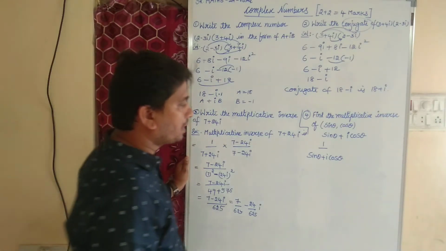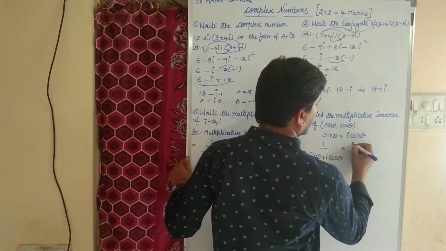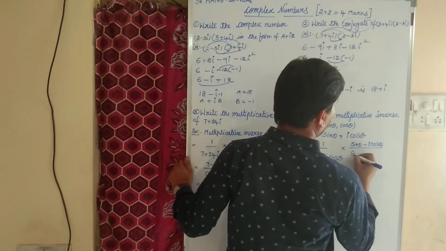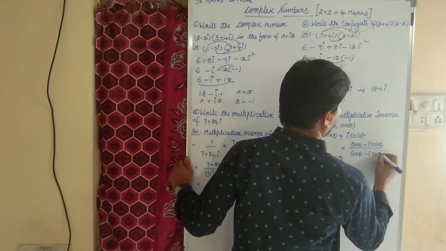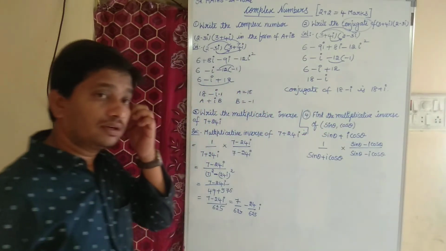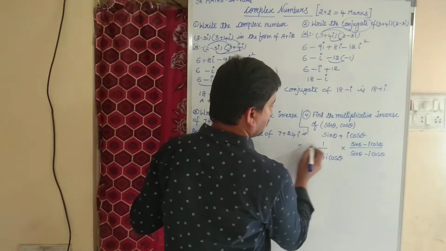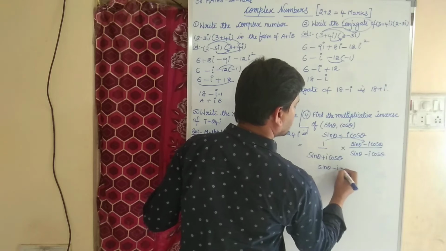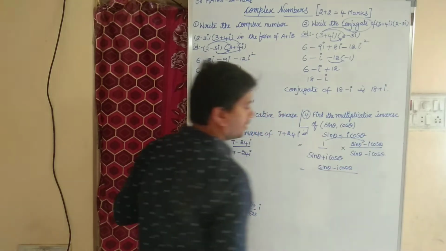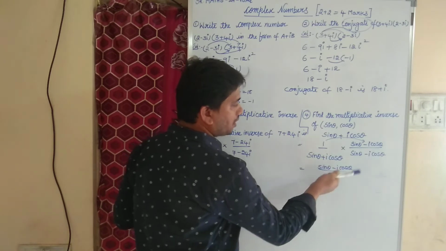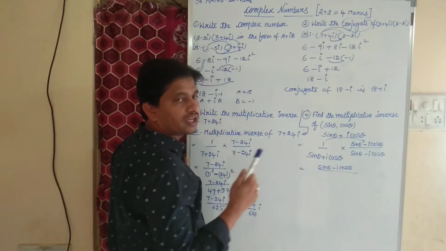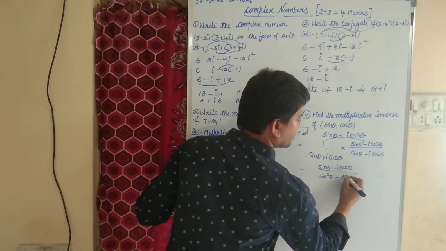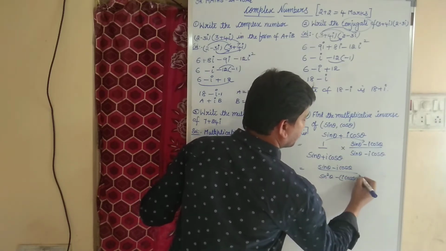Now let us rationalize the denominator. We have sin theta plus i cos theta. I can write it as sin theta minus i cos theta divided by sin theta minus i cos theta. Now let us multiply 1 into sin theta minus i cos theta, which is sin theta minus i cos theta, divided by a plus b into a minus b, a square minus b square, which I can write as sin square theta minus i cos theta whole square.